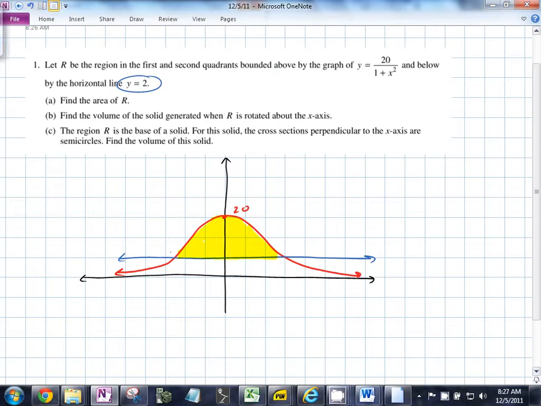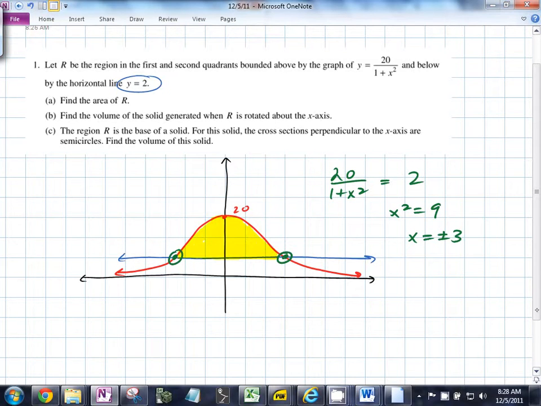The points of intersection. You really need to find this point and this point. What's the relationship between those two points? They're reflections of each other, right? So you're looking for when 20 over 1 plus x squared is equal to 2. So x squared has to be 9. So x is plus or minus 3.